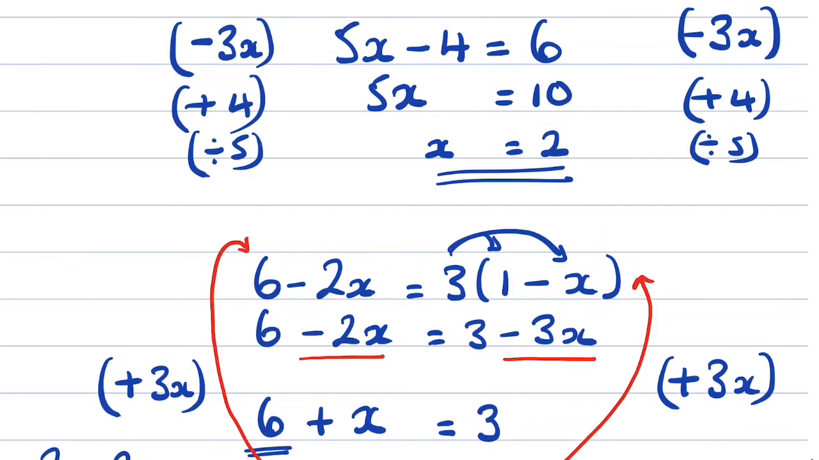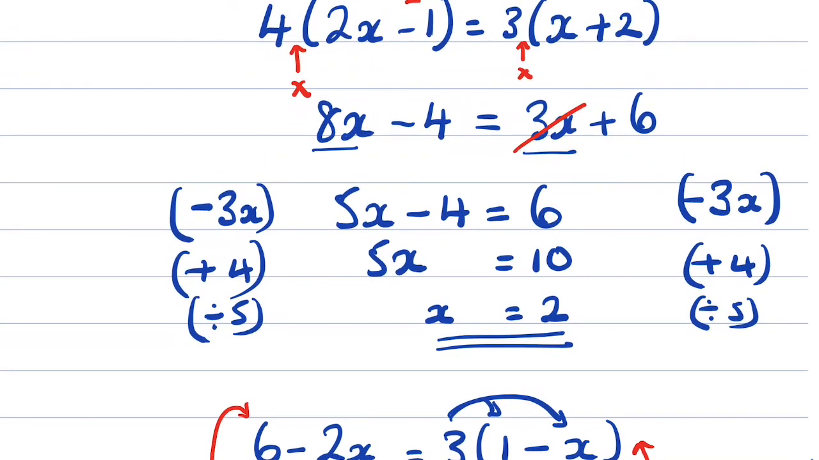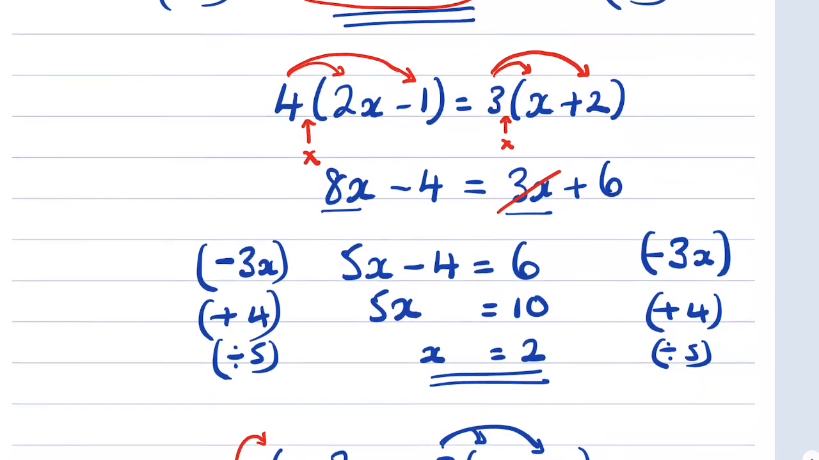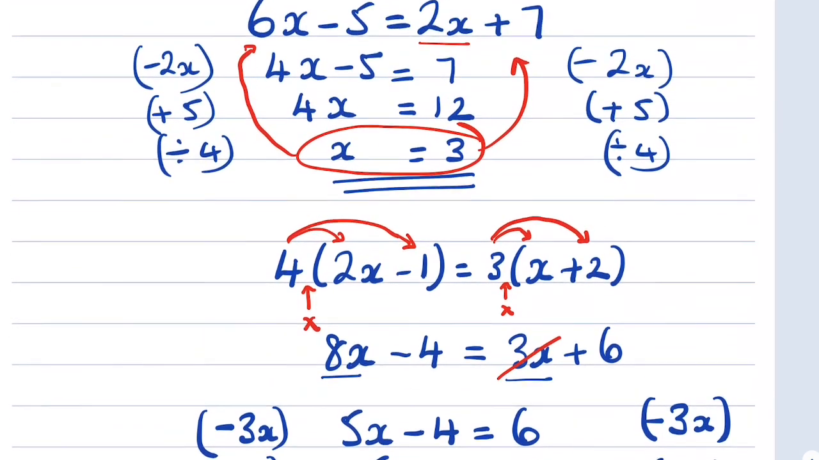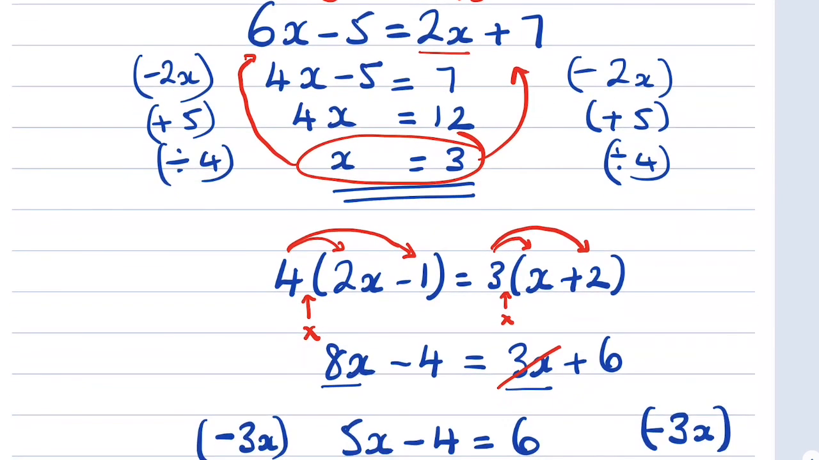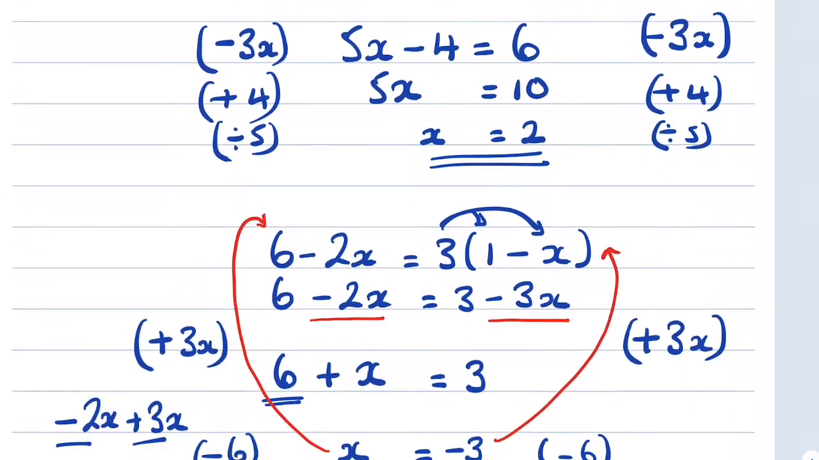So when you see brackets, expand the brackets first, then make a move, have a look at the x's, look for the lowest one and aim to remove that one. So the aim is really to collect the x's onto one side, and then the other numbers on the other, in order to help us work out the value of that x.